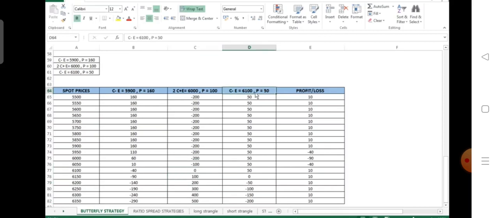And at 6100 level we can see we have sold a call option. So again at 6100 and below, this call option will lapse, giving a 50 rupees constant profit. Okay, above 6100 this option will get exercised and will start giving us a loss. So at 6150 it breaks even, above which it starts giving a loss. So if we sum up all these three trades, we get a total profit and loss like this.